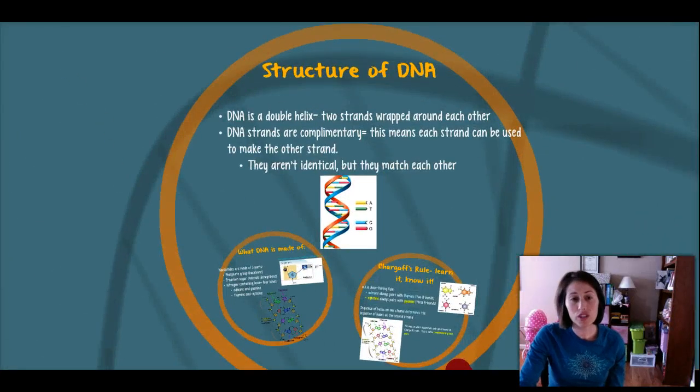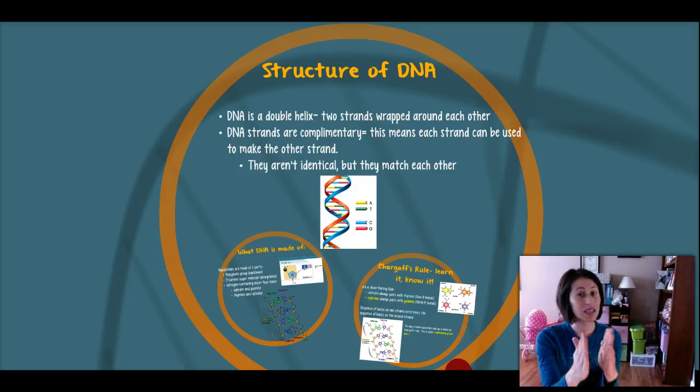All right, so the structure of DNA, I'm sure that you've already seen a structure and you know that it's called a double helix, okay? A helix is just a spiral shape, so a double helix is actually 2 strands wrapped around each other. Those DNA strands are complementary. This means they're not exactly the same, but one strand can be used to make the other strand. They're not identical to each other, but they match each other, okay? So it's like a code, and this one matches this one matches this one, and it goes that way all the way down. If they don't match together, there's a problem, and that's when something like a mutation would happen.